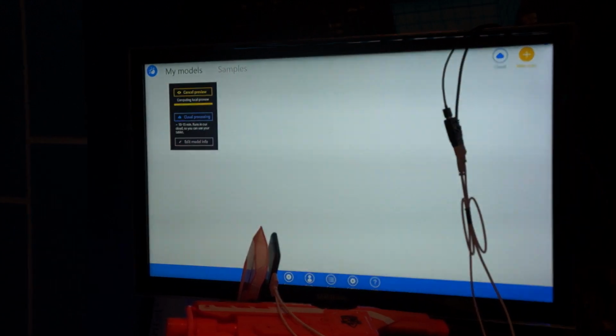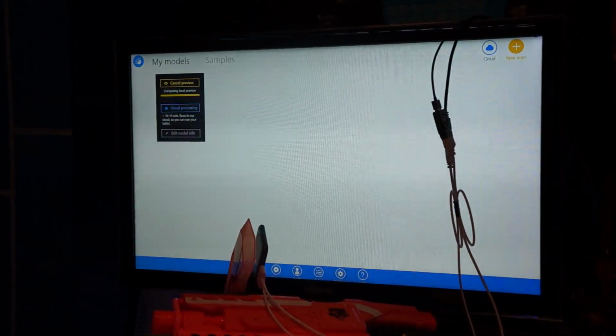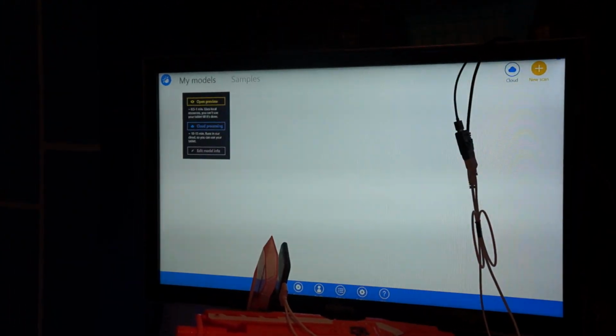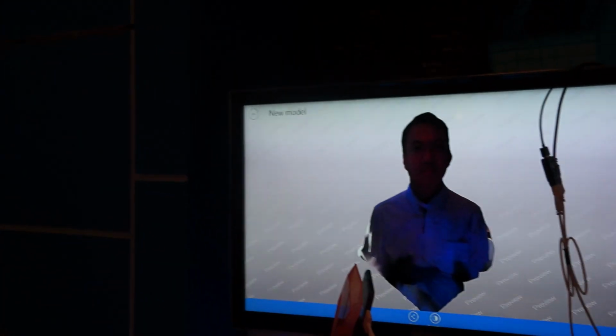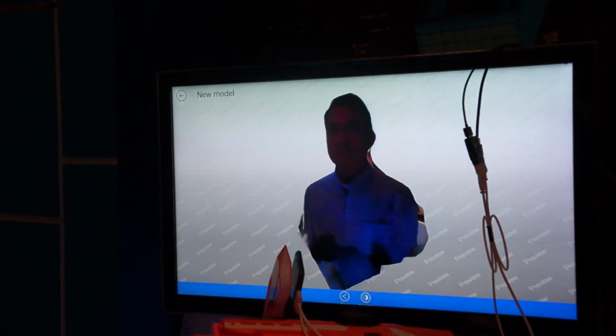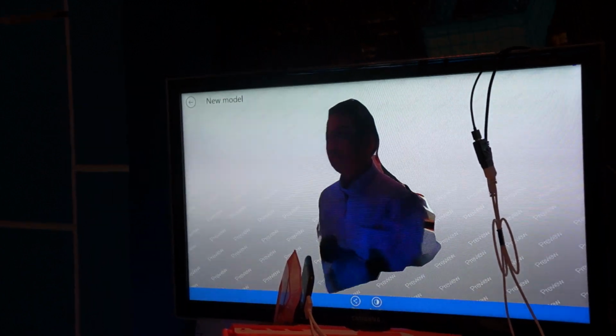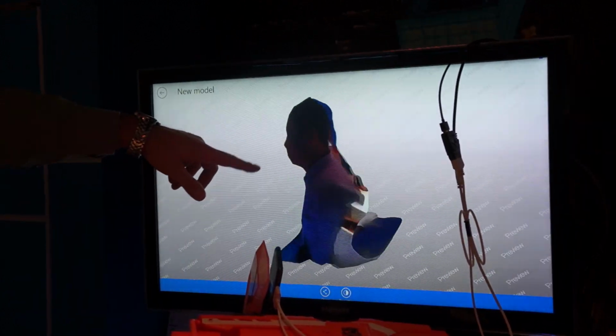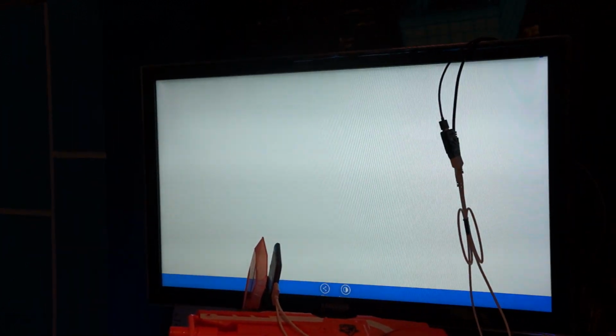So you need to be able to go around him in 360 degrees, and then you get a very realistic scan. Can you show some of the examples that are already done? Yeah, so this is what we just scanned, right? It filled in a lot of information because I didn't scan the back.